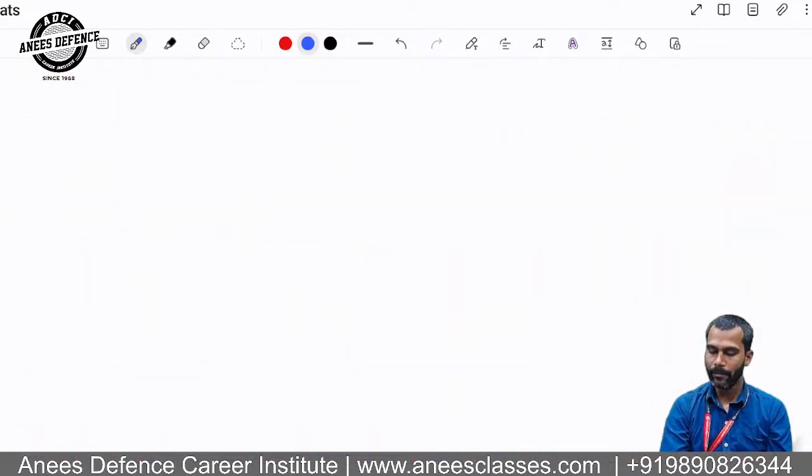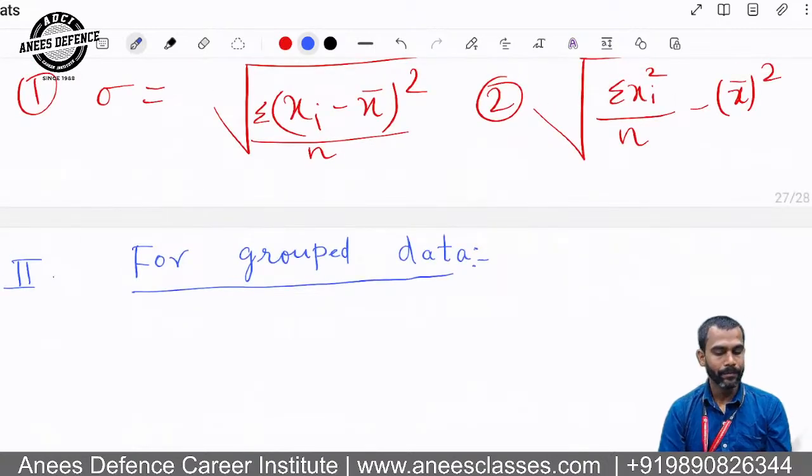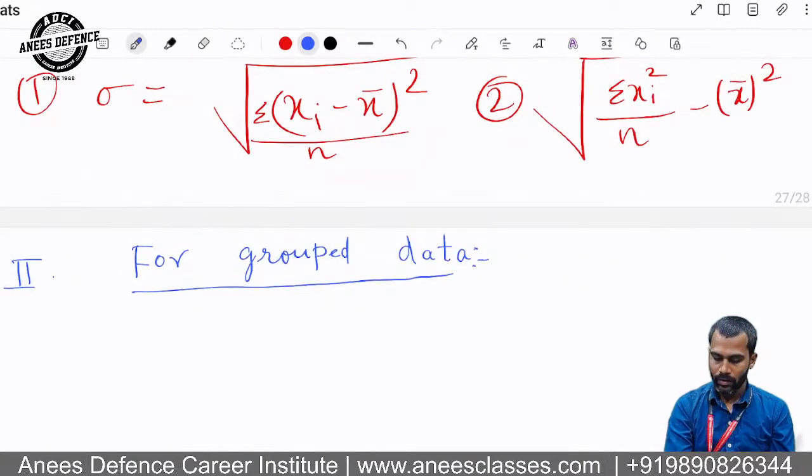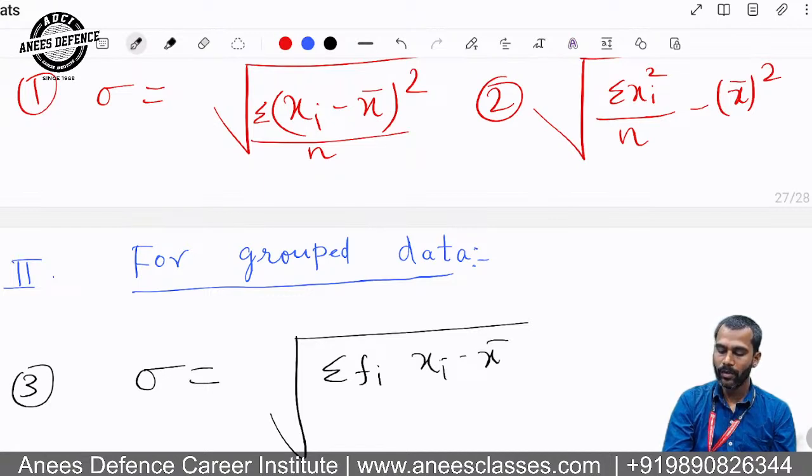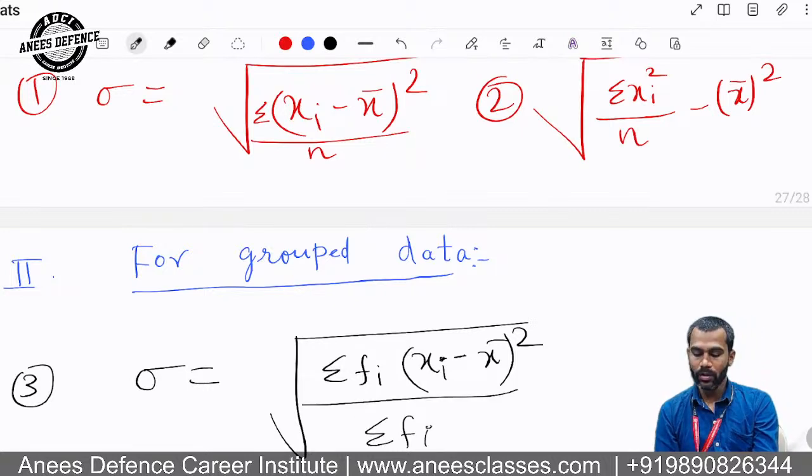For grouped data, frequency will be there. Now for that, let me write the third formula. Sigma is equal to the square root of summation fi times xi minus x bar whole square, and instead of n we have to write summation fi. I hope you understood this one. Yes or no? Frequency will be there.